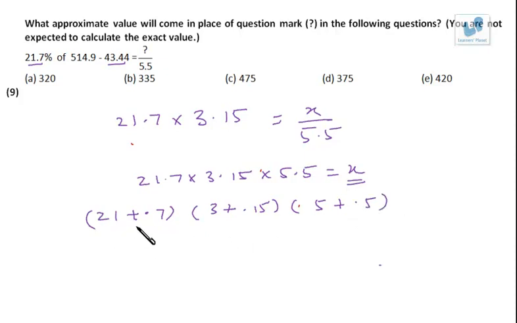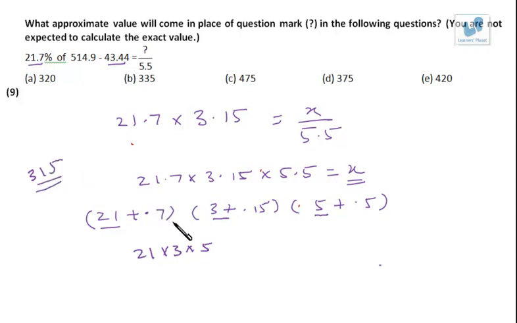If we expand this, (a plus b)(c plus d)(e plus f), we will be getting 8 terms, right? Now we are not going to calculate all the 8 terms. We just have to get the approximate idea. So the one important term will be 21 into 3 into 5. So it is 21 into 5 is 105, into 3, 315. So our answer will be more than 315.